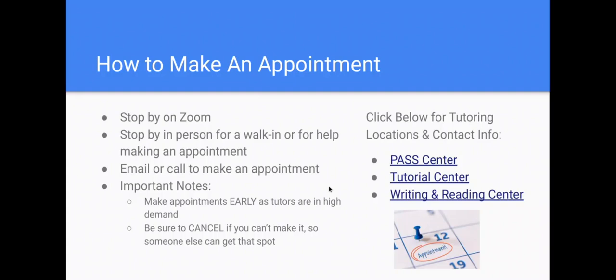In order to make an appointment, you can do a couple of different things. It depends on where you're going for tutoring. Remember, it's available online or in person. It is always free. You can stop by on Zoom. Some of them take walk-ins. You can stop by in person for a walk-in or for help with making an appointment. You can email or call to make an appointment. So you've got lots of great options for how to get in touch with a tutor.